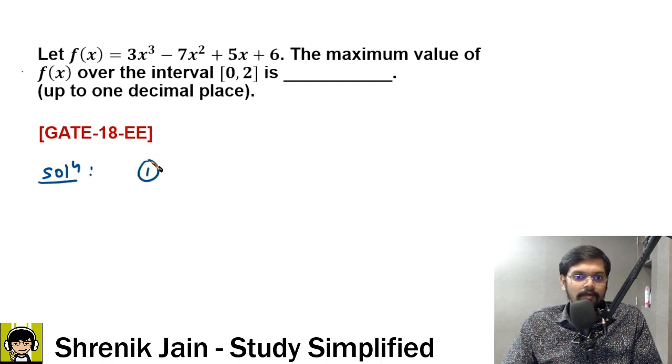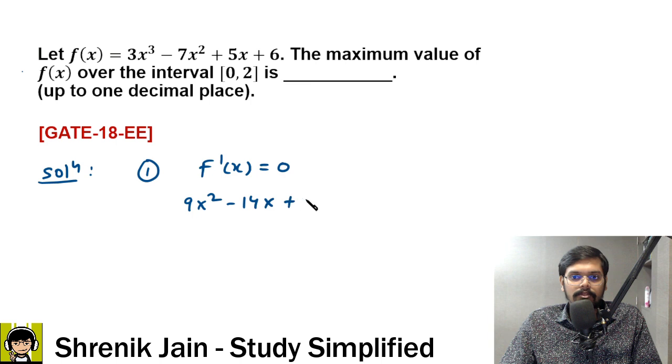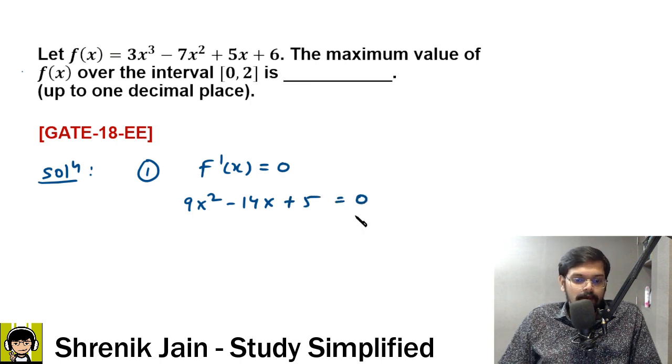Nevertheless, so now I will give you the detailed solution. So first we have to get the stationary point, f dash of x is equal to 0. Differentiating this with respect to x will give us 3 into 3, 9x square minus 14x plus 5, that is equal to 0. Sir, this cannot be divided by 5, it cannot be divided by 9.